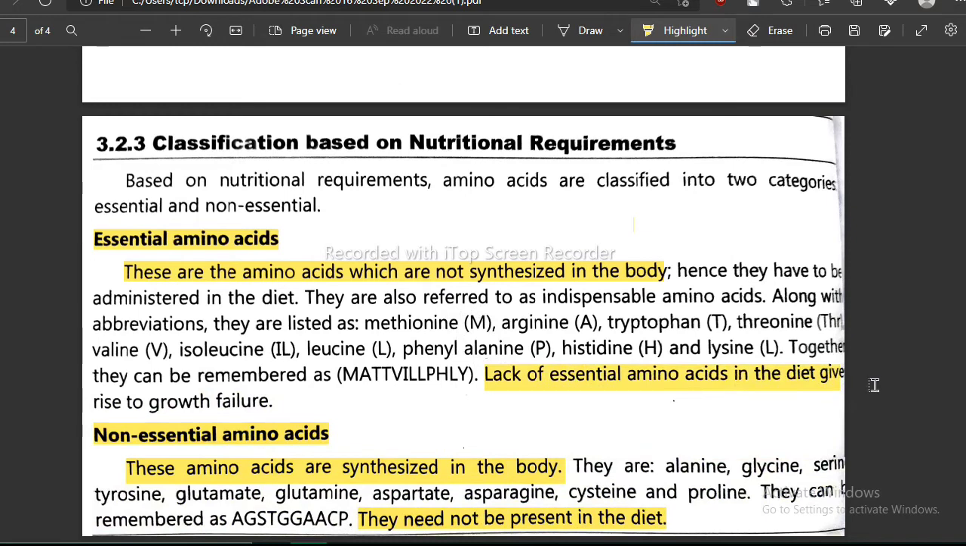Next is lack of amino acids gives rise to growth failure. अगर आपके बॉडी में अमीनो एसिड्स कम हो गए तो उसकी वजह से आपकी बॉडी की जो ग्रोथ है वो प्रॉपर नहीं होगी. So these are the classifications based on the nutrition requirement. Remember the examples of each and every classification. जहाँ पर classification change होंगे वहाँ पर examples भी change हो जाएंगे. Is it clear?